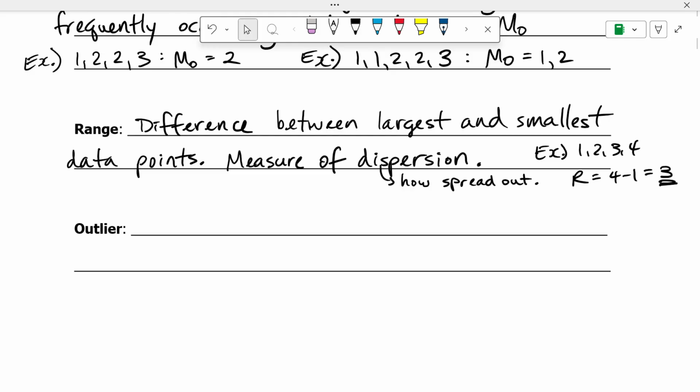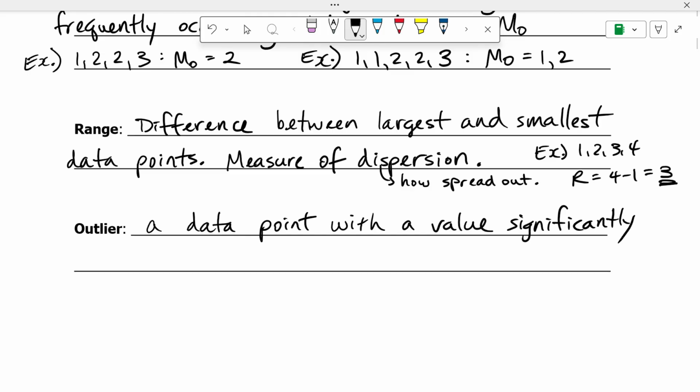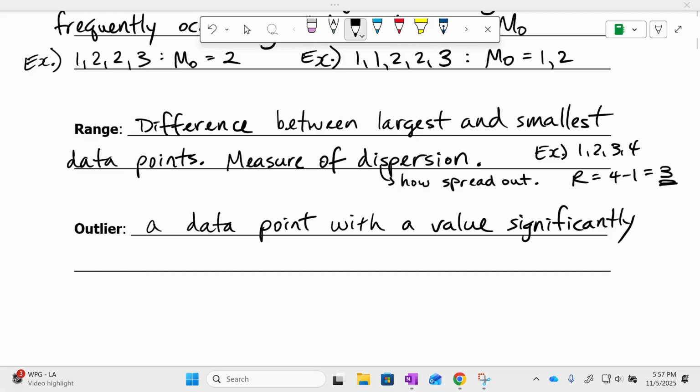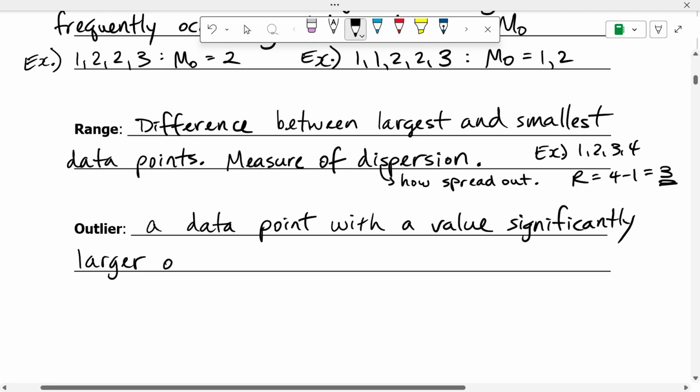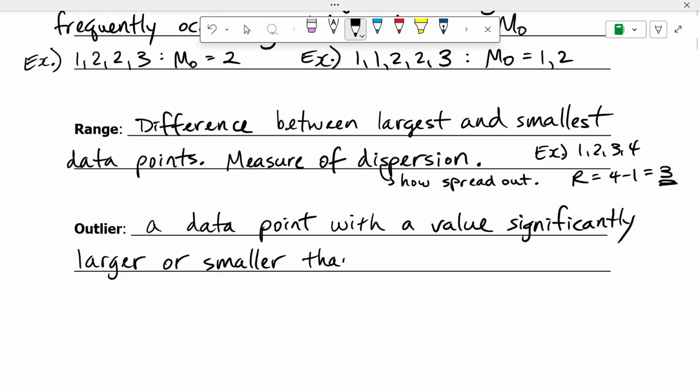While I think about this one, what's an outlier? Well, an outlier is a data point with a value significantly larger or smaller than the rest of the data.